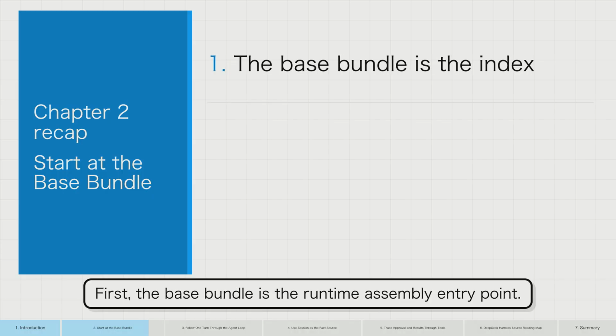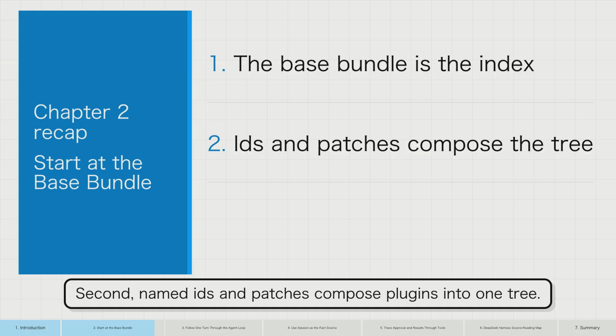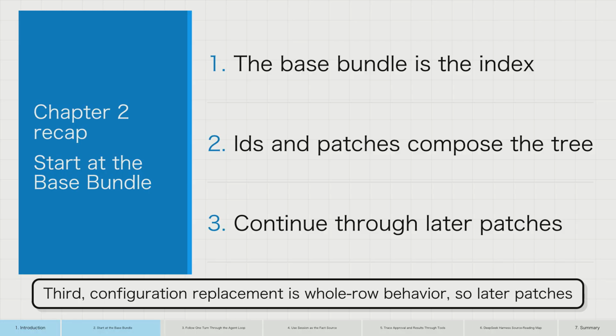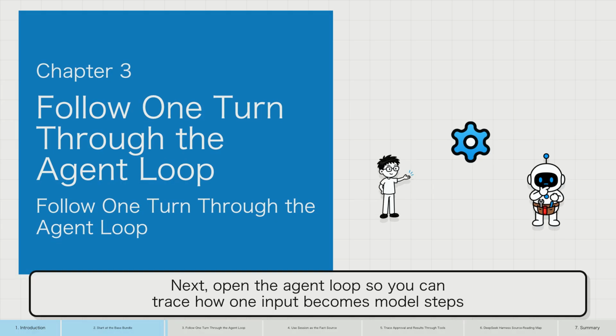Chapter recap. First, the base bundle is the runtime assembly entry point. Second, named IDs and patches compose plugins into one tree. Third, configuration replacement is whole row behavior, so later patches still matter. Next, open the agent loop so you can trace how one input becomes model steps and tool execution.